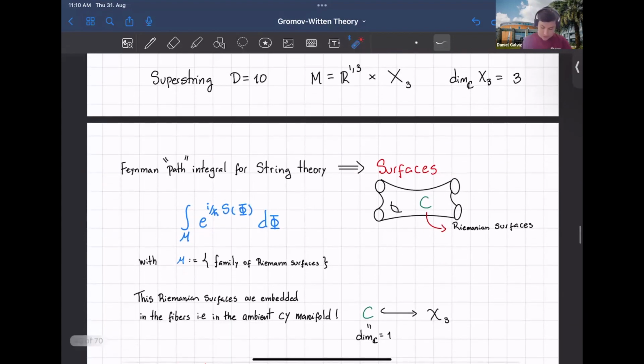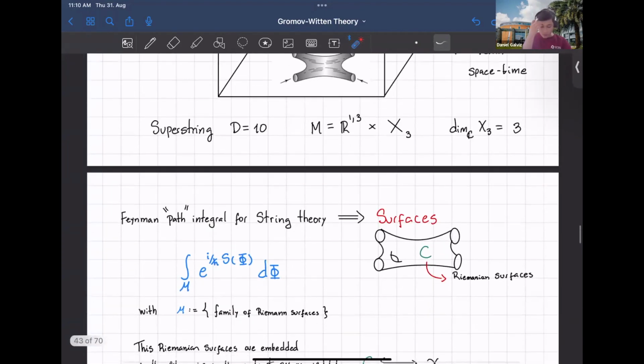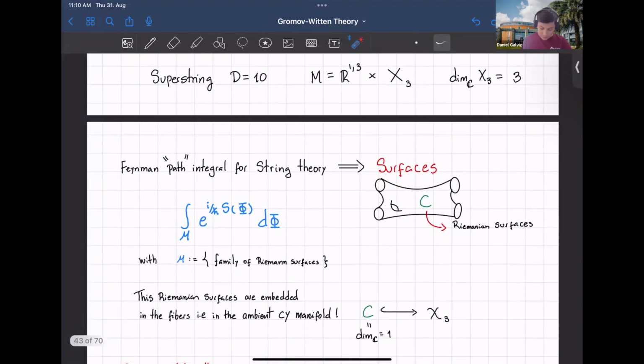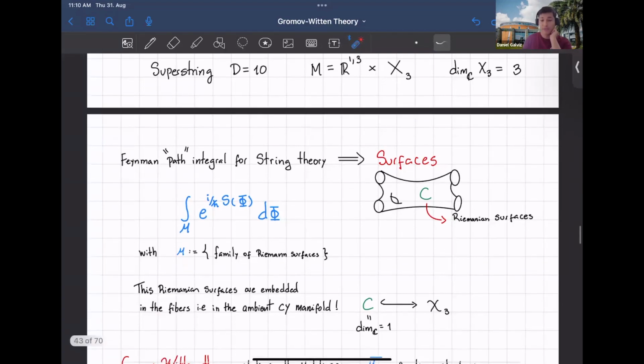Okay, so these Riemann surfaces that we explained before live on our Calabi-Yau manifold. So we want to do some embedding, so it lives in the fibers of the ambient Calabi-Yau manifold. So we do the embedding: we take this Riemann surface that we will call C, and then we embed it in our Calabi-Yau threefold, with complex dimension 1, so it has real dimension 2.